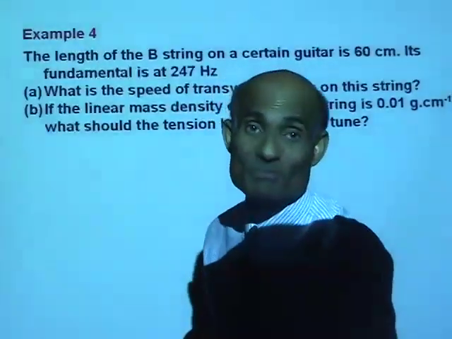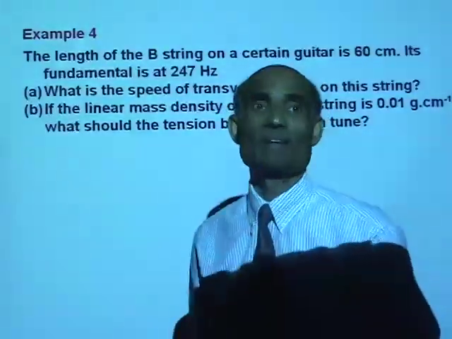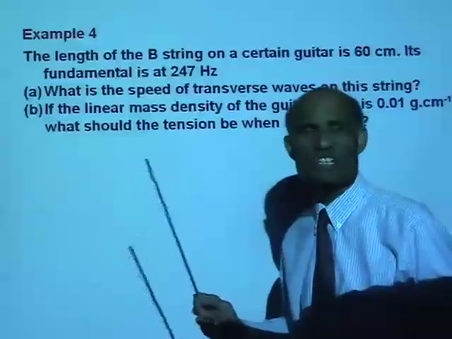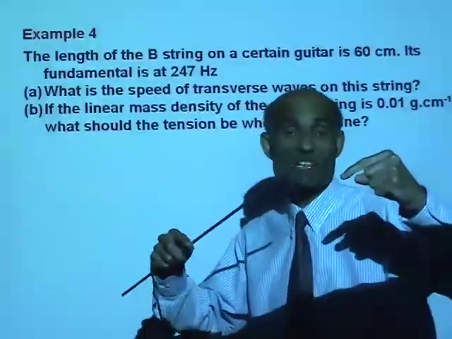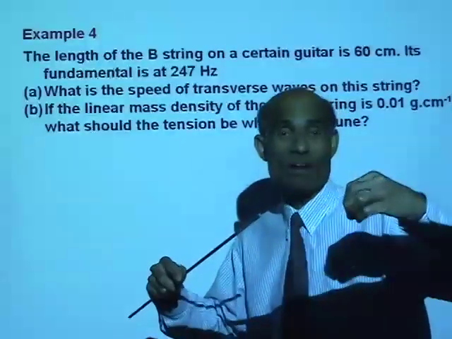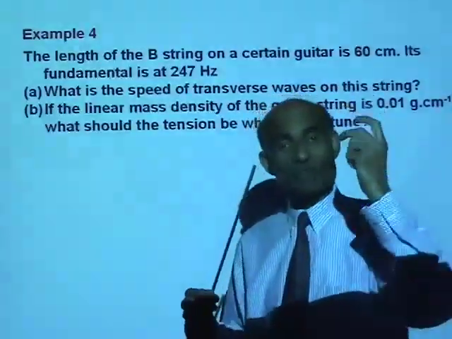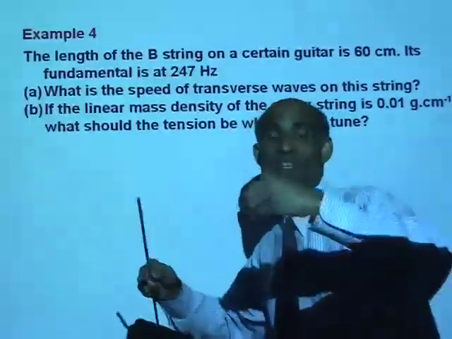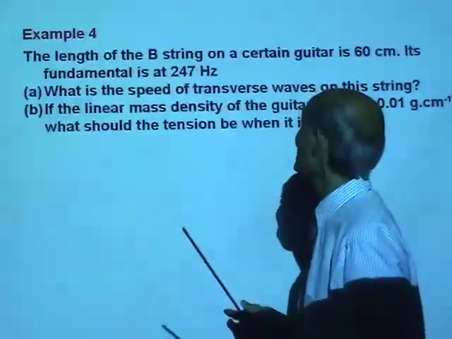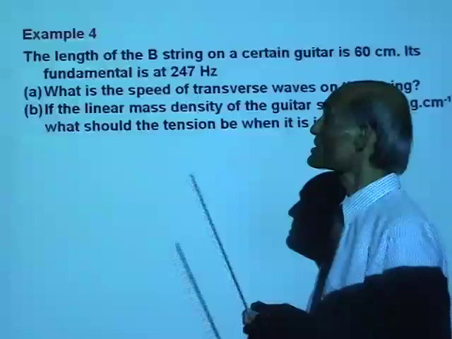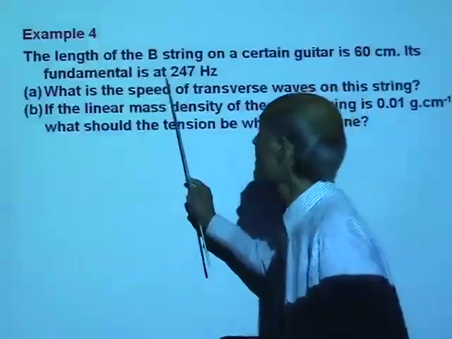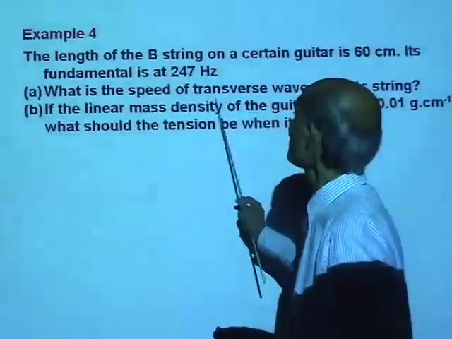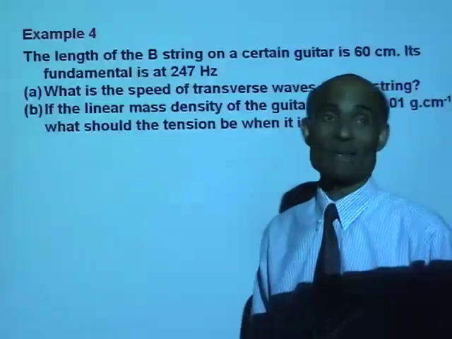Let's do one more problem before we close this lesson. The length of the B string on a certain guitar is 60 centimeters. You know that a guitar has several wires, thin wires, thick wires, and each wire you can finger it to produce different frequencies, the Do, Re, Mi, A, B, C, and so on. Here the B string on a certain guitar wire is 60 centimeter long and its fundamental is 247 Hertz. What is the speed of transverse waves on this string?